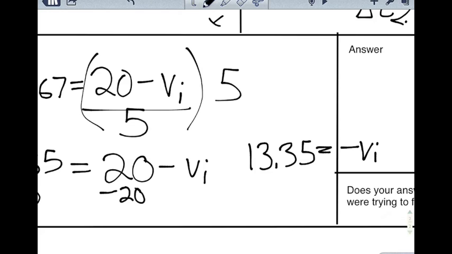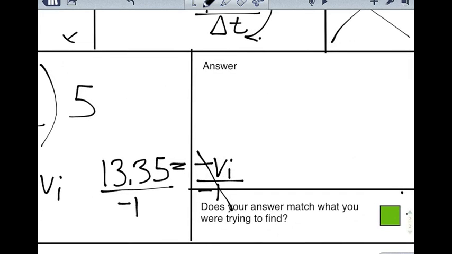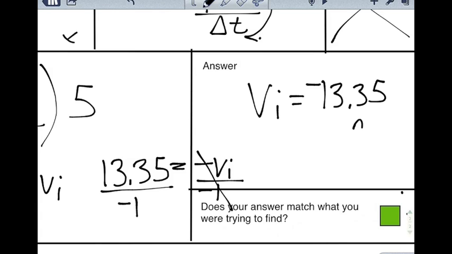So you actually need to divide both sides, or multiply, by negative 1. When you do that, that'll actually cancel out the negative there, and it'll leave you with the final answer. The initial velocity is negative 13.35 meters per second.